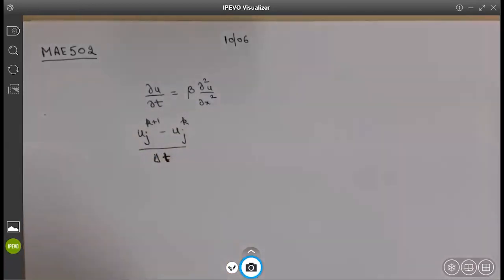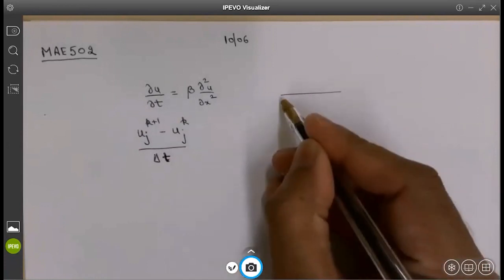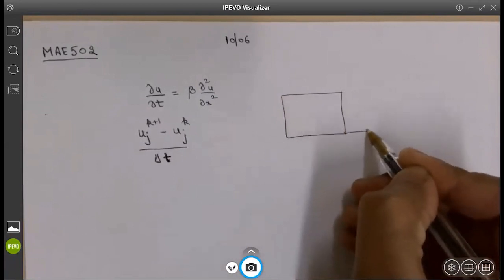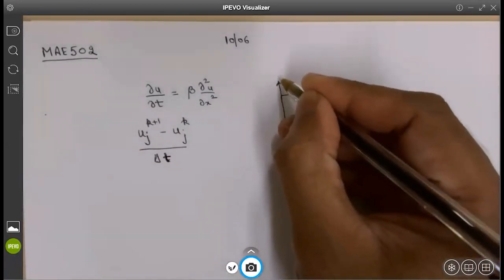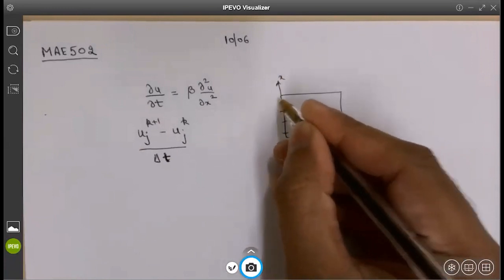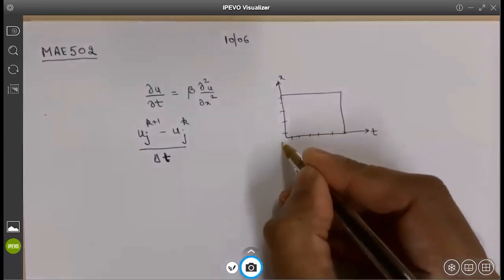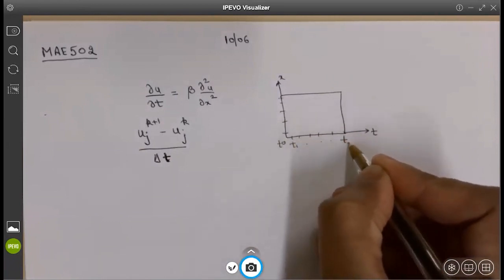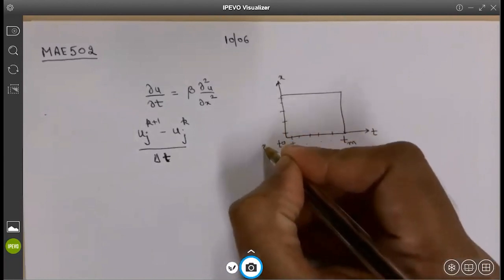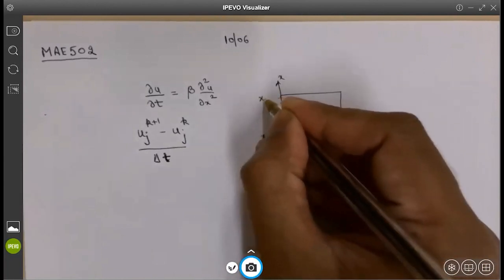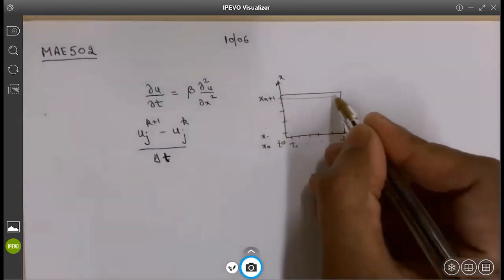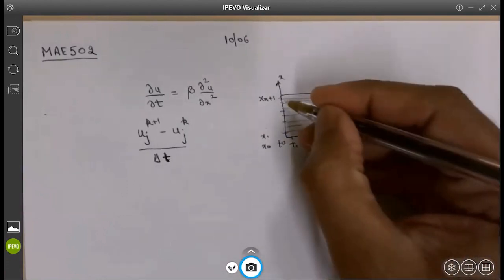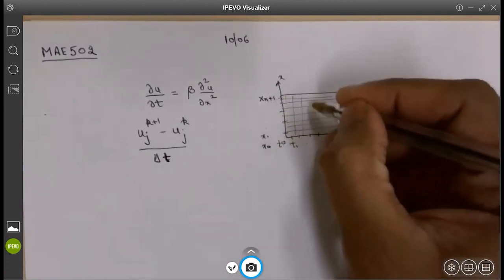So if I have a grid of points, where this is my time coordinate and this is my spatial coordinate, it starts at 0. So time t0, t1, and so on till tm. And similarly, you have x0, x1 till xn plus 1. So you are basically defining a grid region and discretizing the grid into many points.